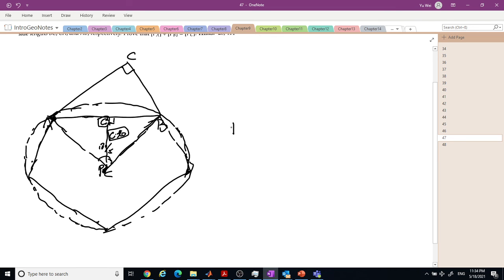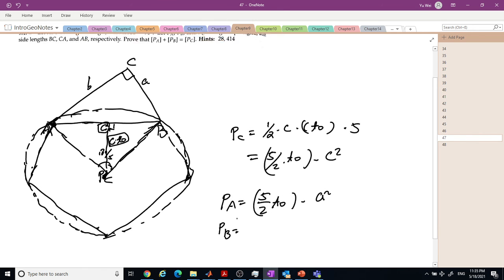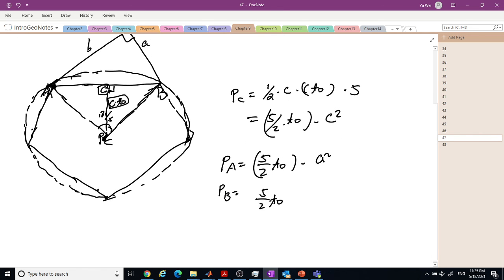That means PC is equal to half times C times T0 as the height. Then we have 5 of them, so it is 5 over 2 times T0, a constant, times C square. That's PC. Similarly, from A, B, C: PA is 5 over 2 times T0 times A square, and PB is 5 over 2 T0 times B square.